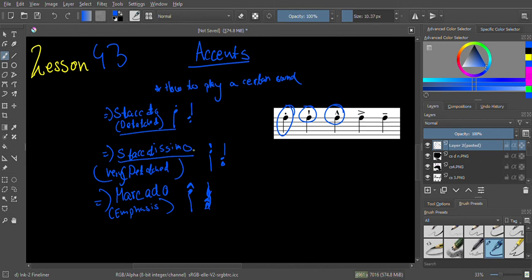So I interspaced some marcado there. So like that was the marcado, and then yeah, those were all marcado. So it's basically just putting emphasis on a note. So once again, that was also marcado.